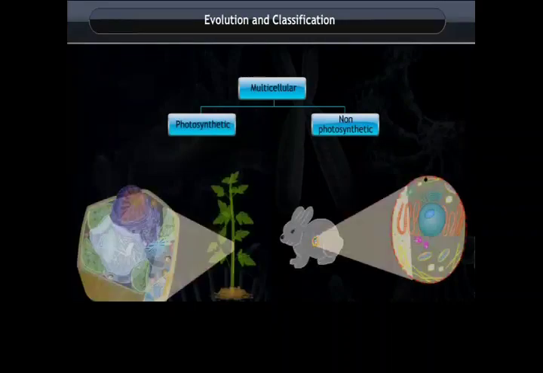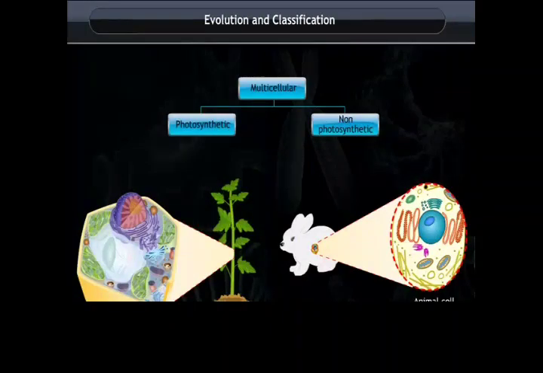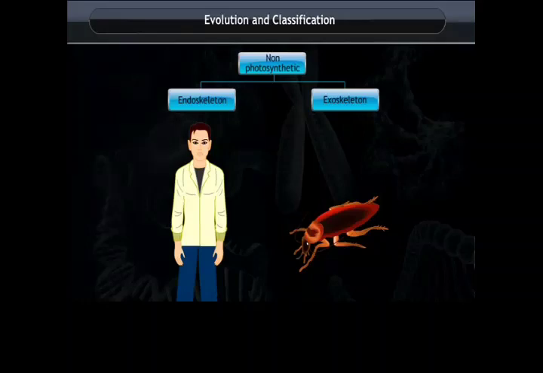Among multicellular organisms, whether they can undertake photosynthesis or not will provide the next level of classification. Among the multicellular organisms that cannot do photosynthesis, whether the skeleton is inside the body or around the body will mark another fundamental design difference.